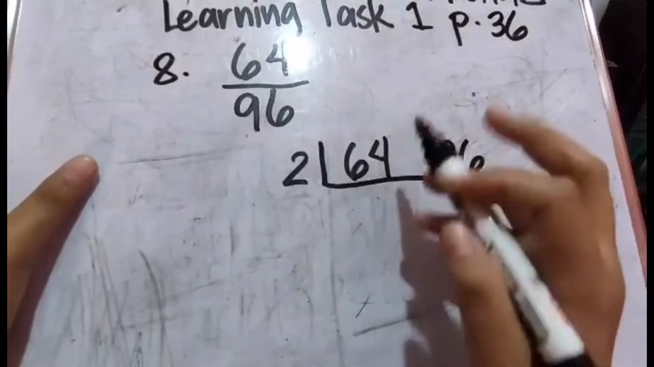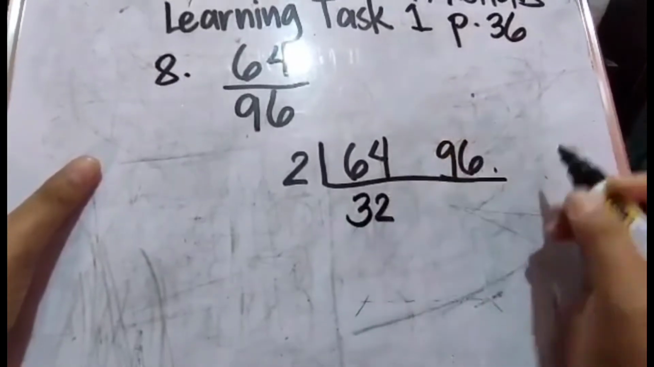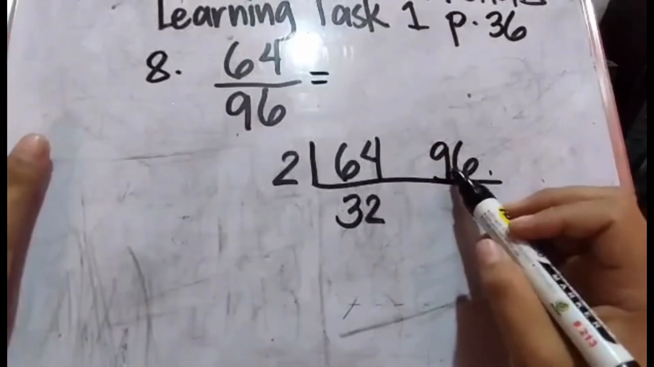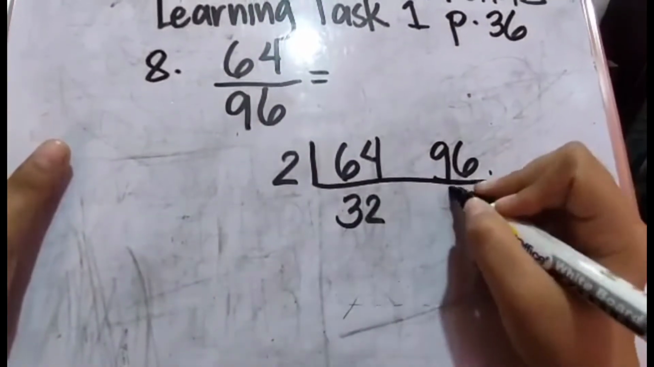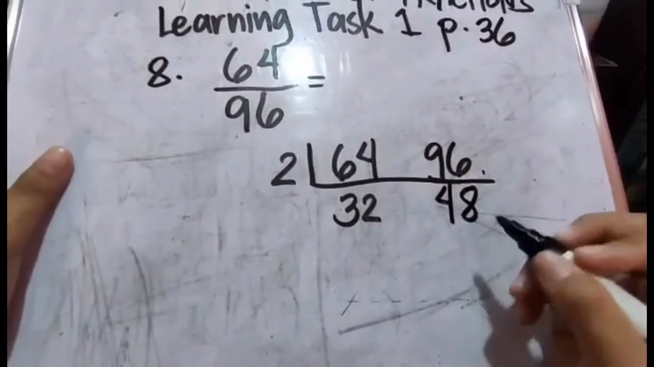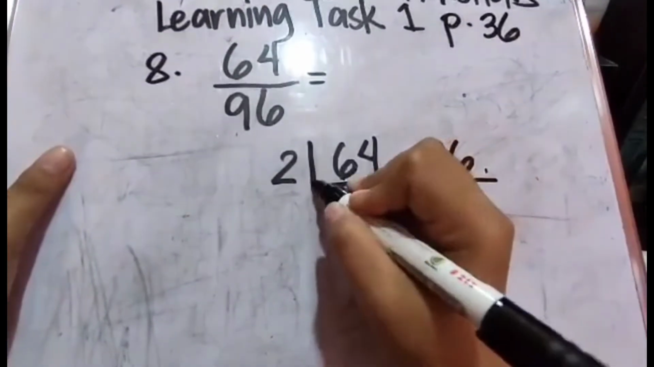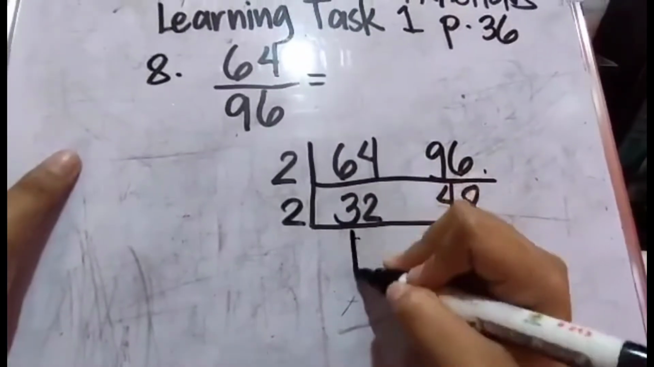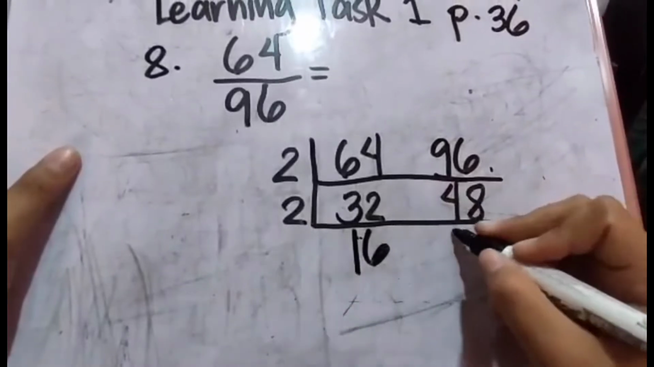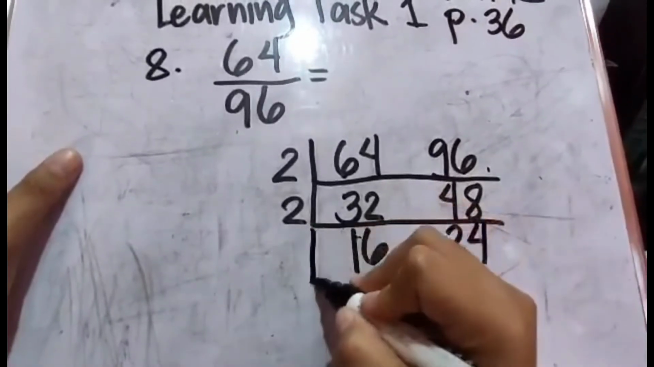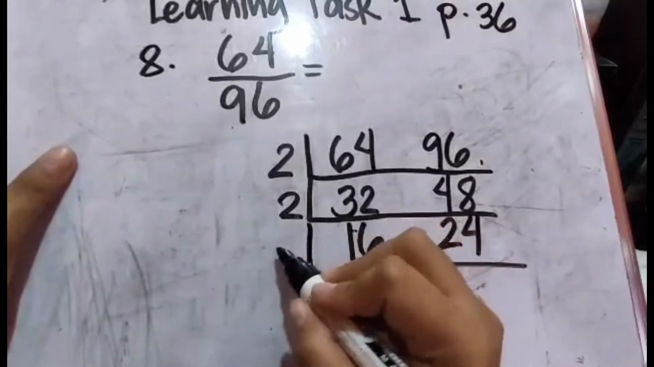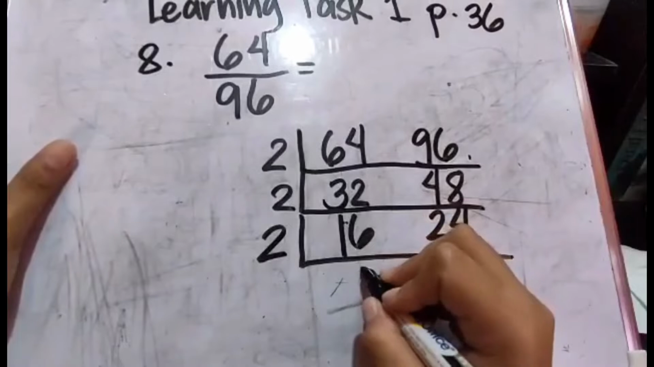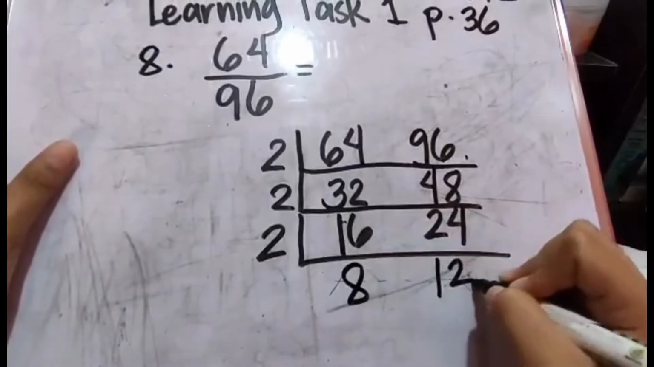So 64 divided by 2 is 32. Pwede nyo isolve sa tabi kung kayo nahihirapan. So 96 divided by 2 we have 48. Pwede pa. Divide natin uli kay 2. 32 divided by 2 is 16. 48 divided by 2 is 24. Another one. Malaki pa sila. Pwede pang paliitin ito. 16 divided by 2 is 8. 24 divided by 2 is 12.